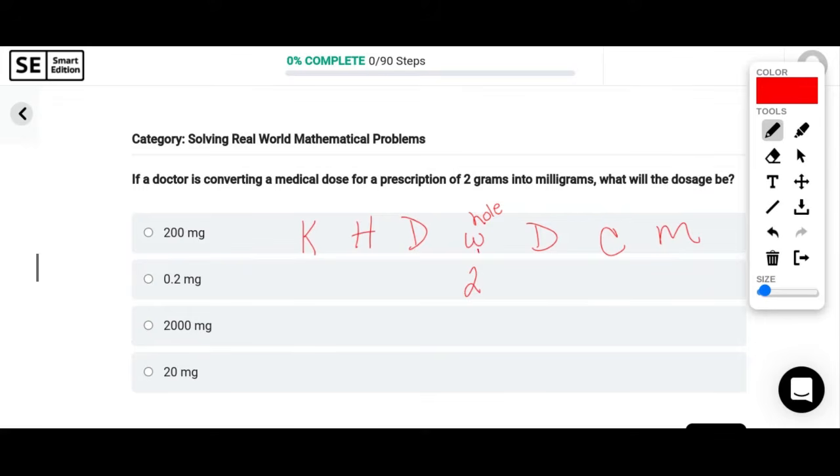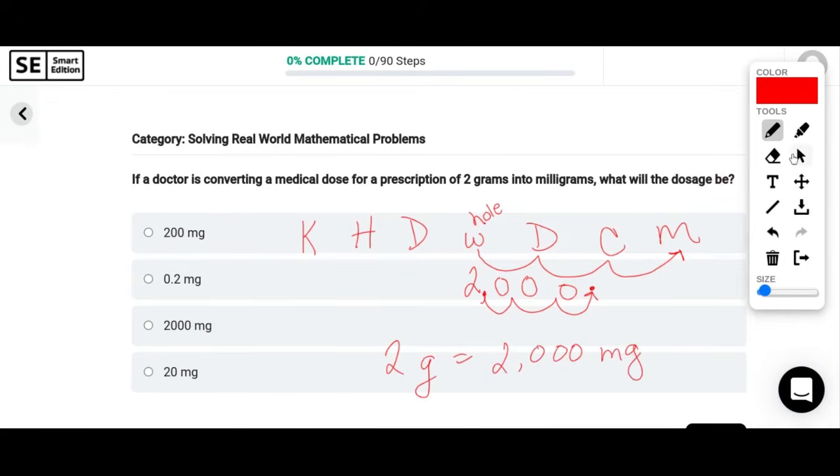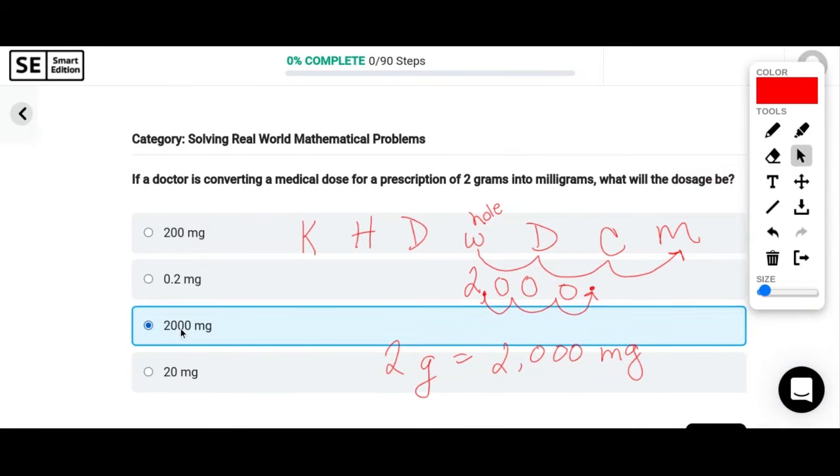So I have to go from the whole unit and I have to swoop 1, 2, 3 times. And notice I'm going to my right. So when I take my 2, I'm going to swoop this 3 times to my right. Okay, so I'm changing where my decimal point will go, and I'm adding in placeholders into each of those spots. So this becomes 2,000. So 2 grams is equal to 2,000 milligrams. You may also just remember that there is 1,000 milligrams in a gram, and that would help you get there just the same.